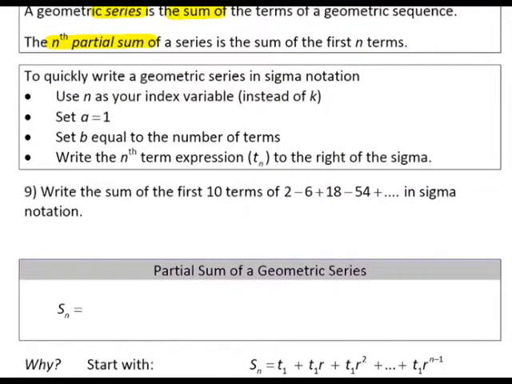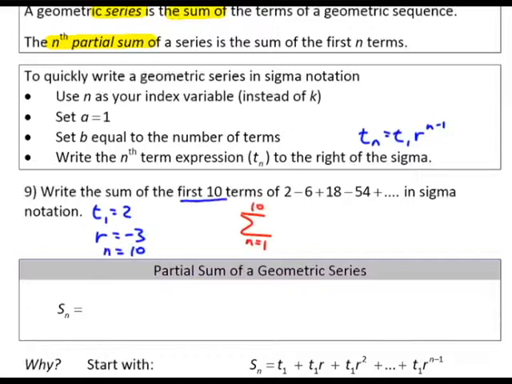We can use the same guidelines to write these in sigma notation. All we need is the nth term expression to put on the right of the sigma. Notice again, since n is the index variable, we leave it in the form of a variable. We do not replace it with 10.